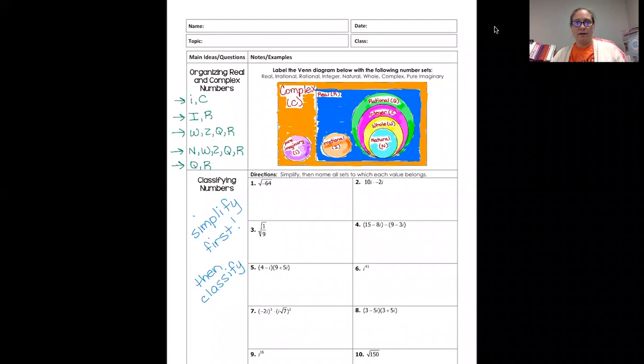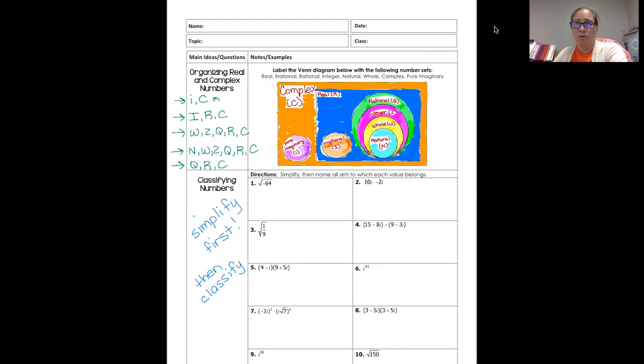So if you have a number that is pure imaginary, as you can see here, it is also complex. If you have an irrational number, it is also a real number. It is also a complex number. If you have a whole number, it is a whole, an integer, a rational, a real, and a complex. If you have a natural number, it's natural, whole, integer, rational, real, and complex. And if you have a rational number, it is rational, real, and complex. So all numbers are complex. And then where you fall on your number system is what you include.